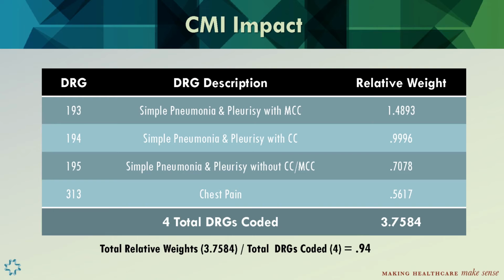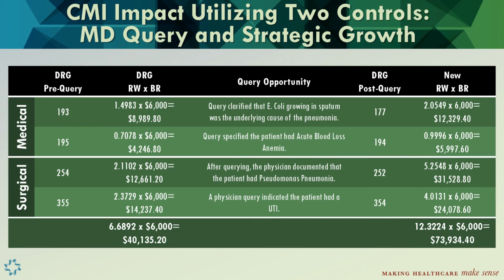There may be an opportunity for improvement, and I will show you how that can be done. Opportunity for improvement can be accomplished by utilizing 2 controls, such as MD query and strategic growth. These are medical and surgical DRGs. I have entered a blended rate of $6,000.